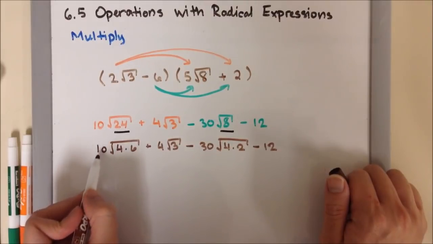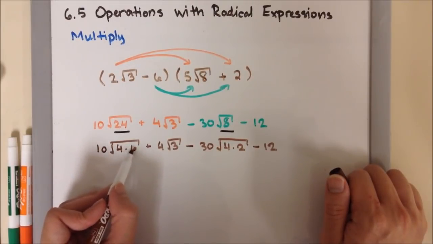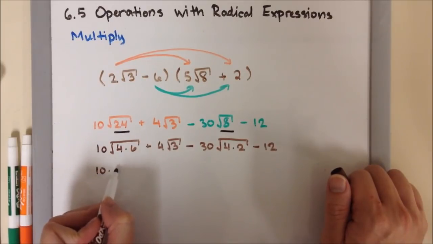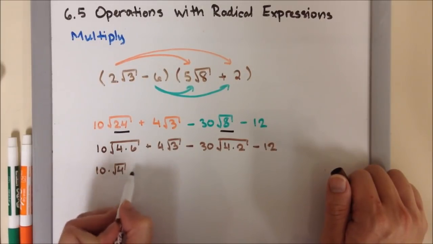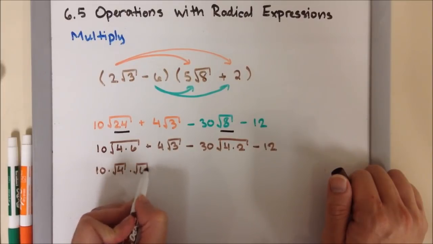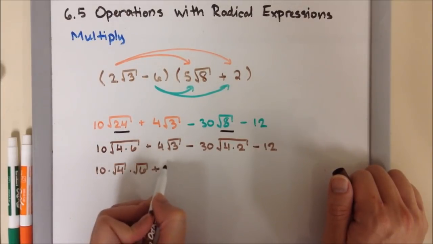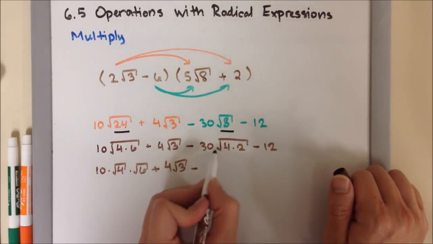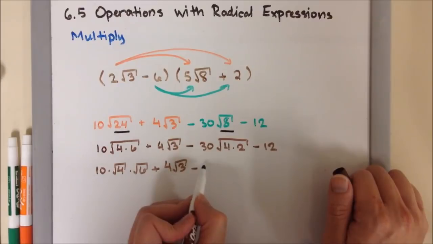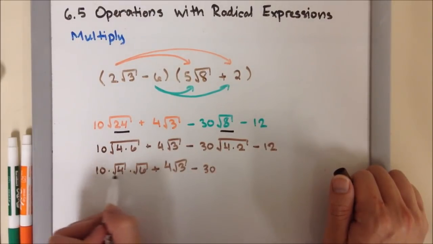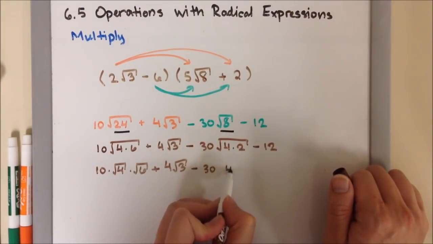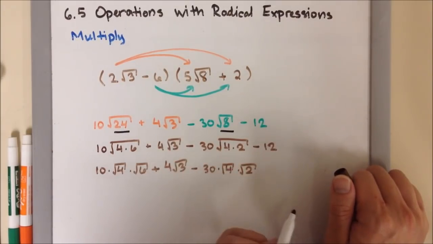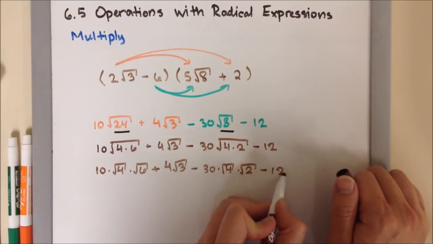Alright. Now for square root of 4 times 6, I'm going to break it into 2 square roots. So it's going to be 10 times square root of 4 times square root of 6. Then I'm going to again bring down the 4 square root of 3. For the 30 square root of 4 times 2, I'm going to do the same thing as what I did over here. Break it into square root of 4 and square root of 2. And I bring down the minus 12.